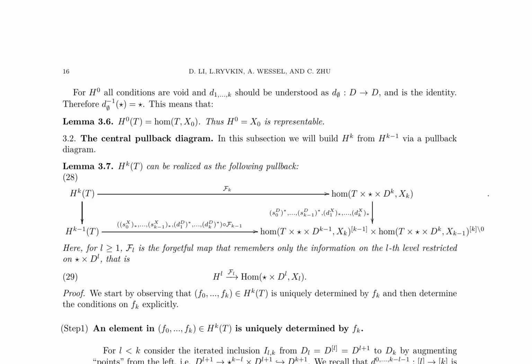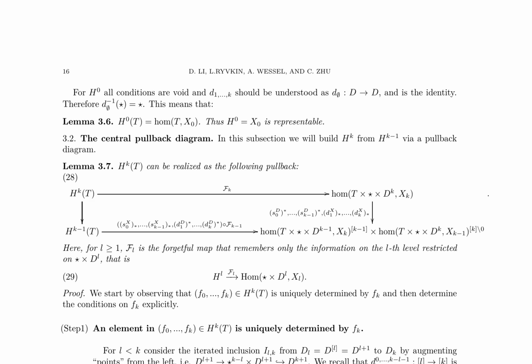In the realm of homotopy theory, the construction of higher categories is a crucial concept. This paper delves into the specifics of building such a category, focusing on a category with a zero object x0 and a cobject xk. The central pullback diagram plays a pivotal role in this construction, as it relates hk, t, to hk1, t. Hk, t, denotes the set of k morphisms from T to xk, while hk1, t, represents the set of k1 morphisms from T to xk1.